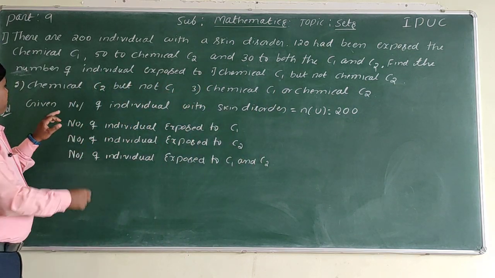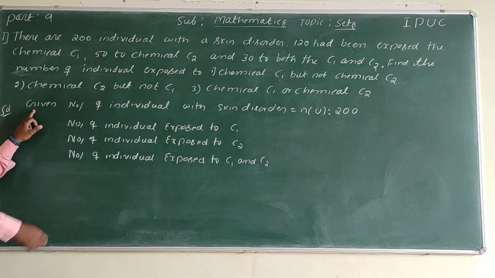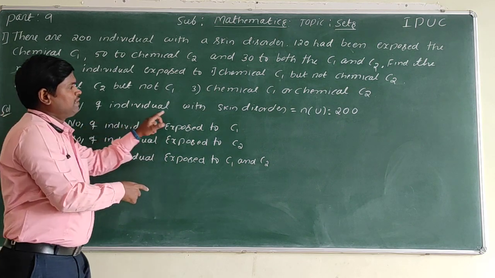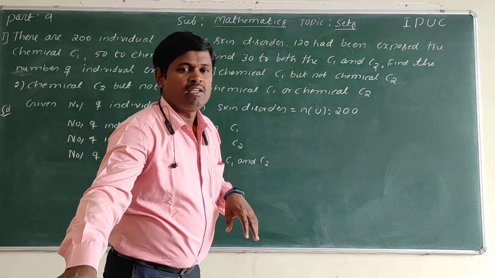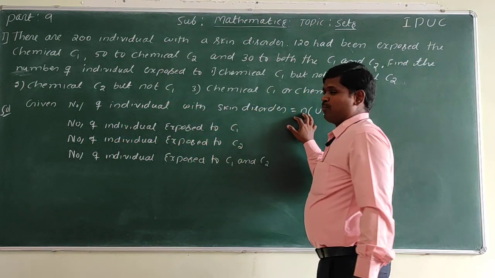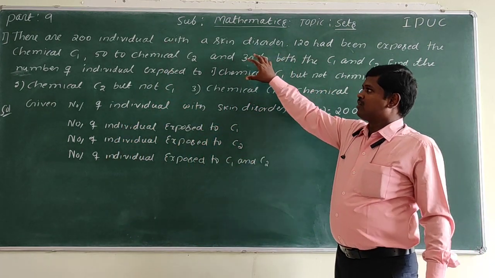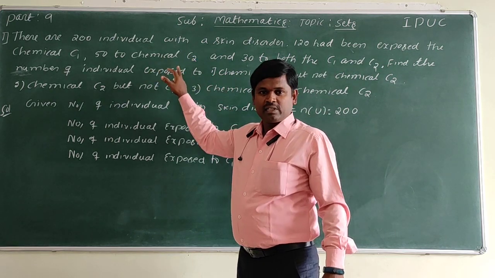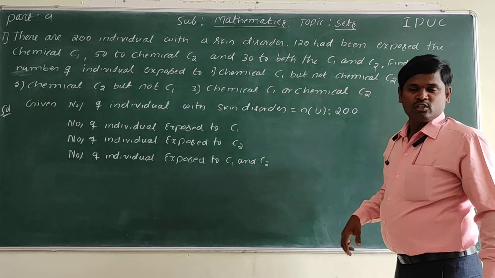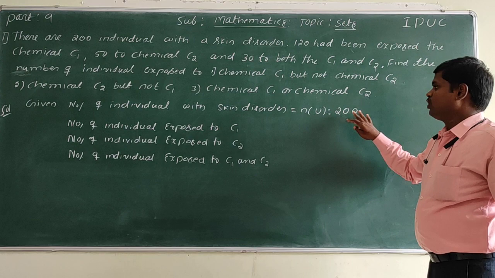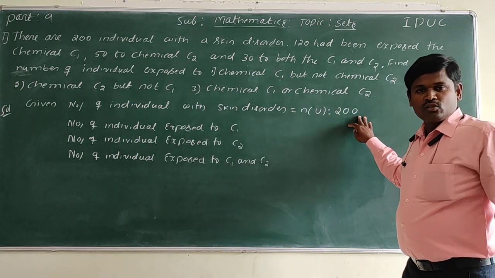So write down the given data. The first one is the number of individuals with a skin disorder. It is taken as the universal set, because this is the biggest set for all these subsets. Therefore n of U is equal to 200.